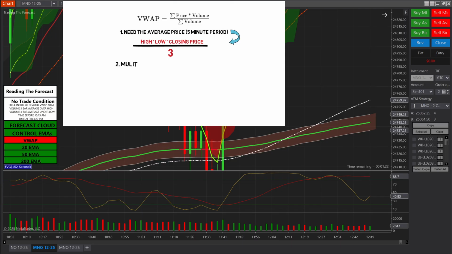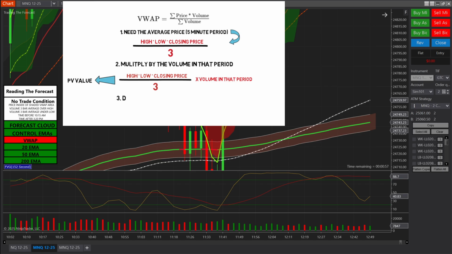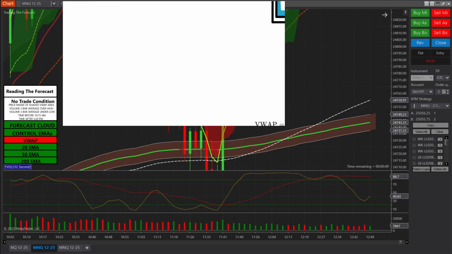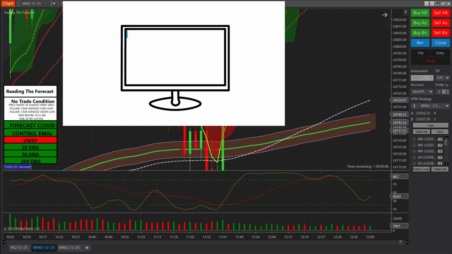You can do this by simply opening an Excel sheet, adding the high price in that period, the low price in that period, and the closing price in that period, then dividing that number by 3. Now take that number and multiply it by the volume, or the number of shares traded within that 5-minute period. Now put that number in the column PV on your Excel sheet, divided by the volume again. Now this is your VWAP value. Congratulations! To maintain the VWAP value throughout the day, continue to add the PV value from each period to the prior values. Divide this total by the total volume up to that point.